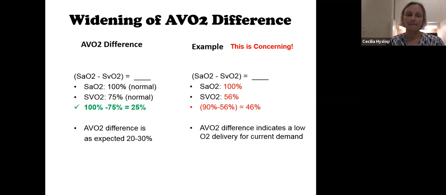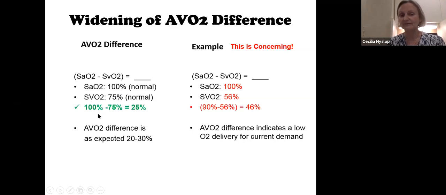So here's an example of that AVO2 difference, which we said in you and me is about 20 to 30, the difference between your arterial and your venous. That's AVO2 difference, the difference between the two. So say we have an arterial oxygen saturation minus a mixed venous. In our first instance over here, we have an arterial oxygen saturation of 100%, which is normal. And once it goes through the body and your body extracts 20 to 30% of it, in this example, we have a mixed venous of 75%.